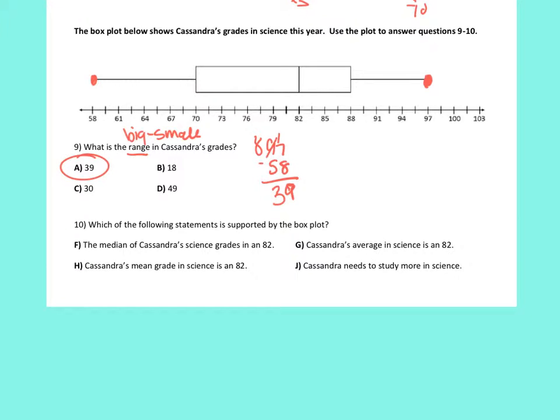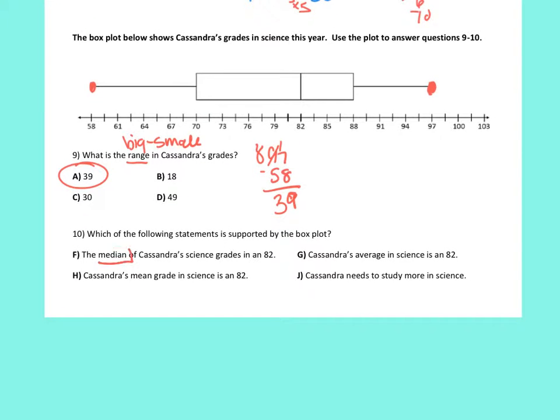Which of the following statements is supported by the box plot? The median, so that's the middle line. The median of Cassandra's science grades is an 82. Is that correct? Yes. Right, the median. So that would be that middle line in your box. That's the median. So that's true.